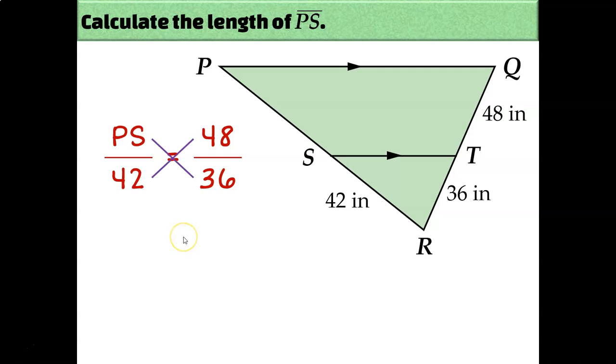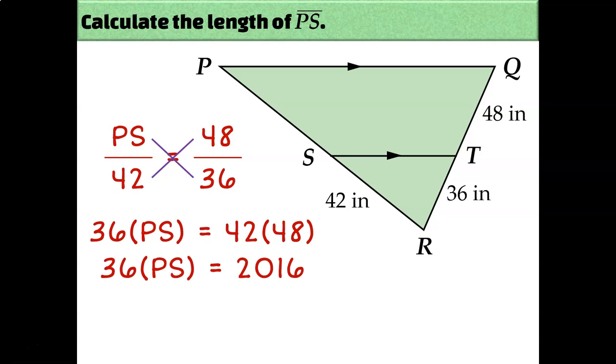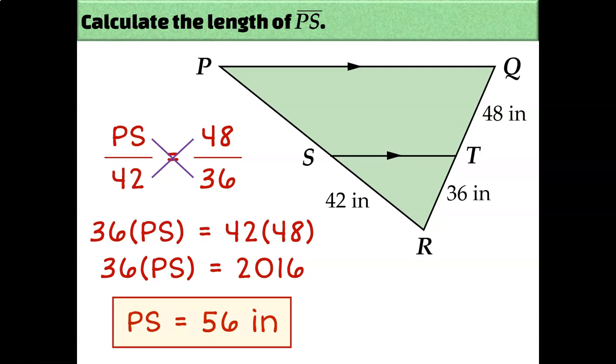To solve, we'll just cross multiply. So 36 times PS is equal to 42 times 48, which is 2016. Divide both sides by 36, and we find out that the length of PS must be 56 inches.